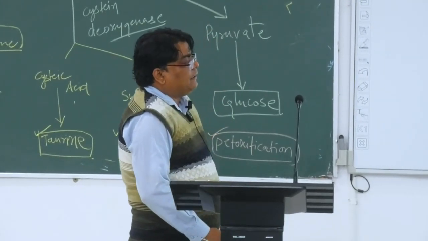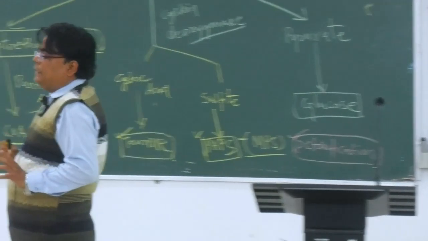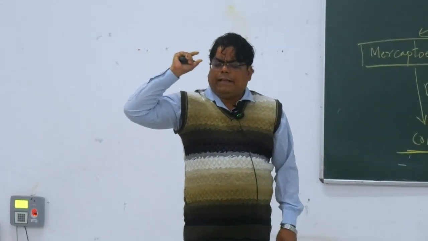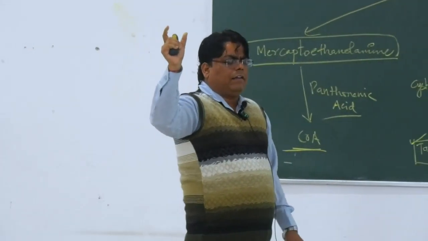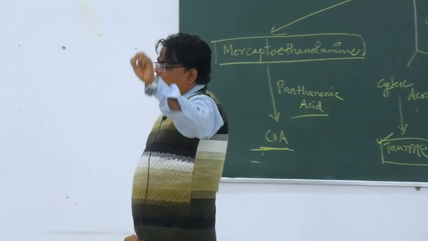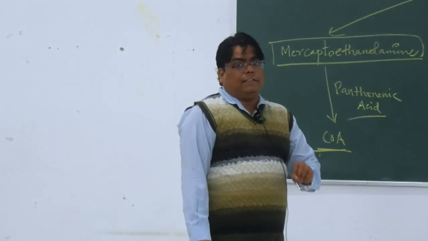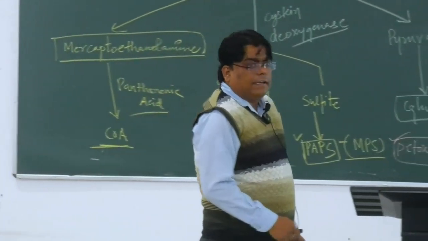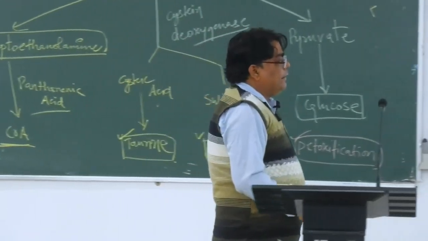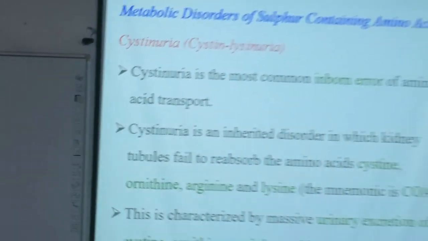Ornithine, arginine, lysine. For this you can make a mnemonic called COL. To remember, you should remember this, because the external examiner will ask you what is cystinuria. So you have to easily remember that COL is a word. COL stands for cystinuria because there is no reabsorption of ornithine, arginine and lysine. It is not reabsorbed. Okay? So if COL is remembered, then cystinuria will be remembered. Okay? It is characterized by massive urinary excretion of cysteine, ornithine, arginine and lysine.